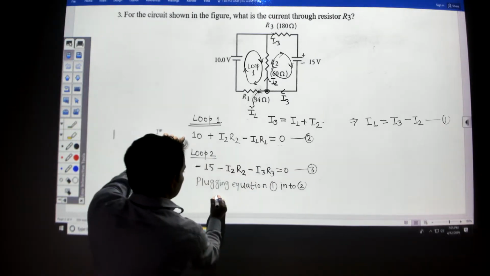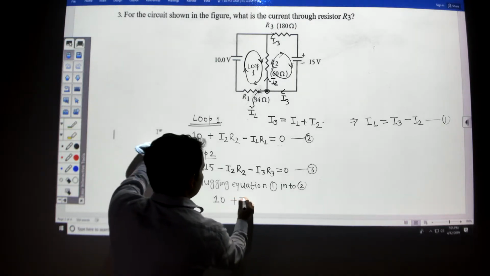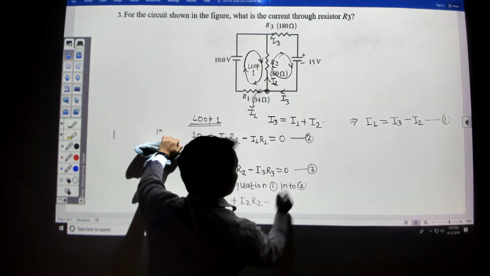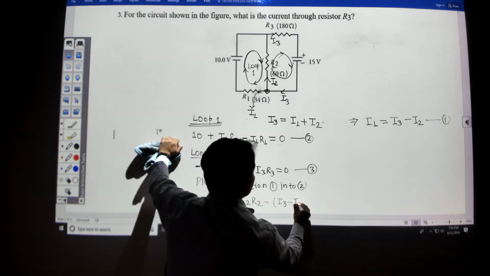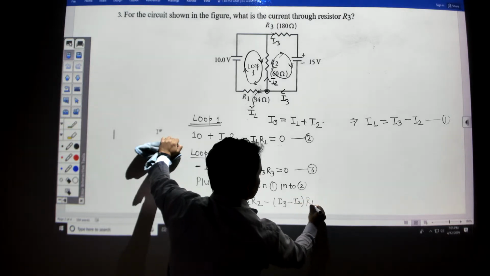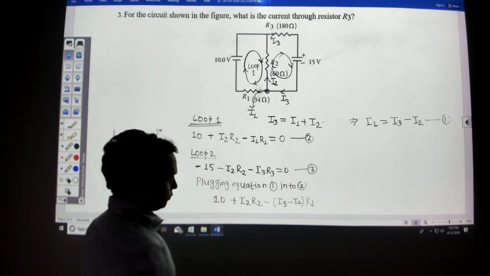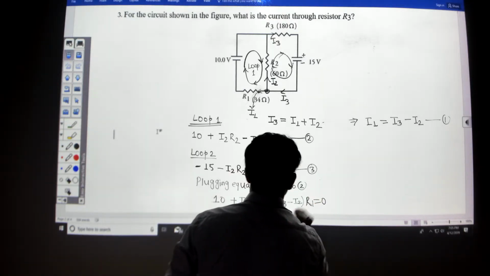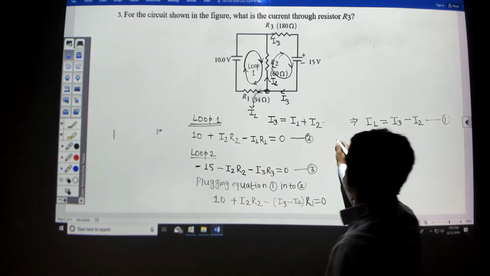The 10 plus I2 R2 minus I1. I1 is now I3 minus I2, times R1. This is equal to 0. This is R1. Now let's solve here a little bit. Simplify this equation now.